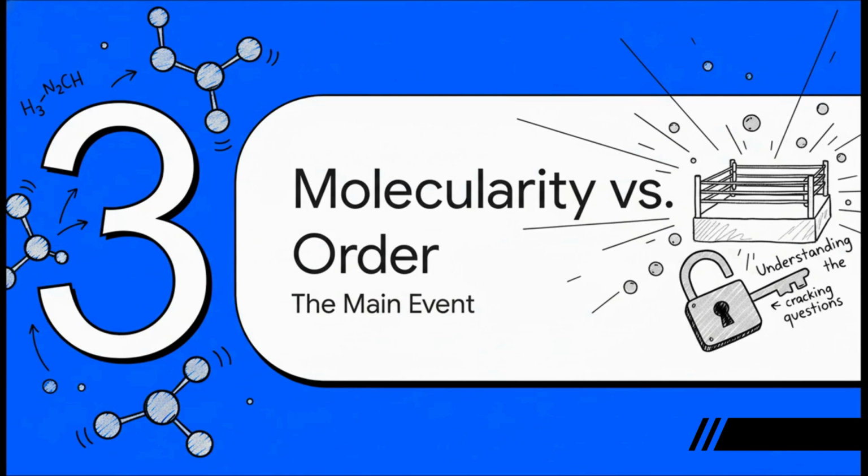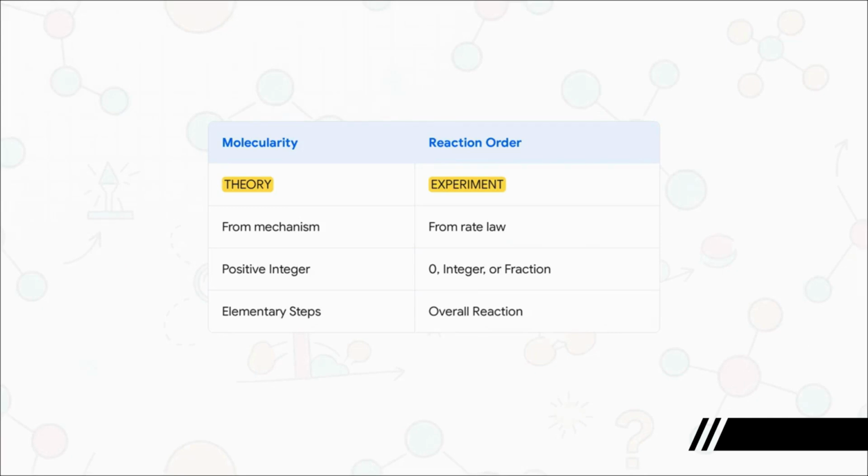Nailing the difference between these two is absolutely everything. So here's the side-by-side. Look at the huge differences here. Molecularity is all theory. It comes from a proposed mechanism. Reaction order, that's all about experiments. You have to get it from the rate law.